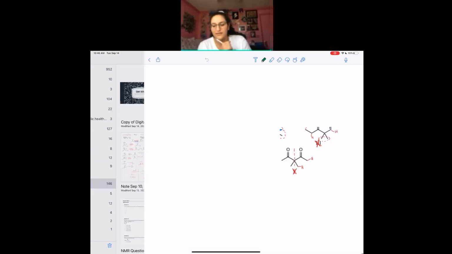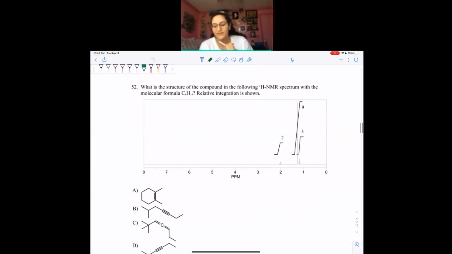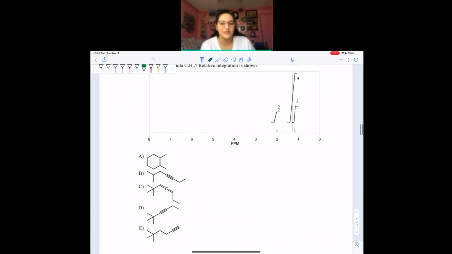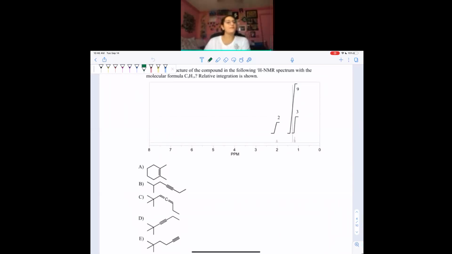So let's go back to this, and let's do this wonderful question that nobody likes, right? First of all, we know that it's a hydrogen NMR spectrum because one, it tells you, and two, it only goes up to 8. So we know the smaller numbers are hydrogen spectra.